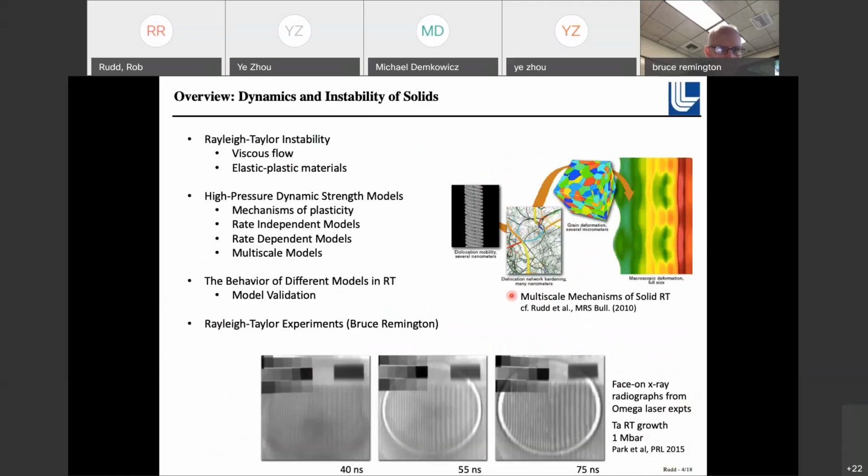So through the course of this talk, I'm going to touch on a number of things. One, I'm going to revisit this question of the theory of the Rayleigh-Taylor instability, both in viscous flow and for elastic plastic materials. And then I'm going to look at some of the constitutive models that have been used to understand Rayleigh-Taylor experiments at extreme conditions, looking at both rate-independent and rate-dependent models in these dynamic experiments.